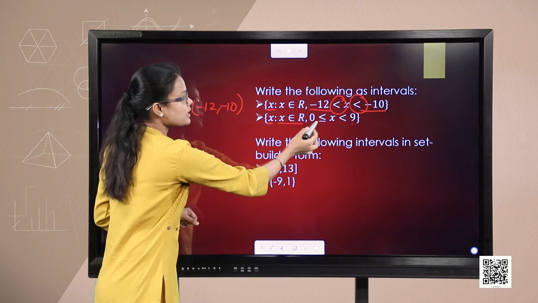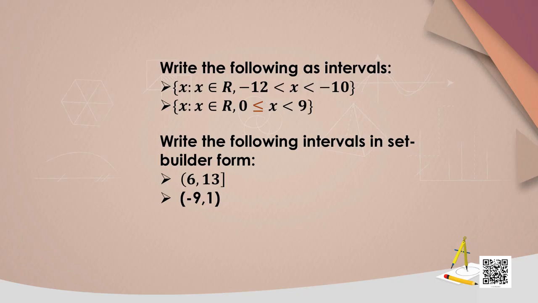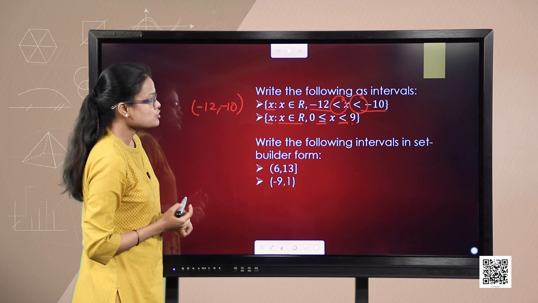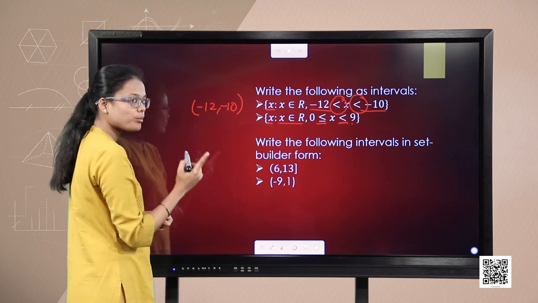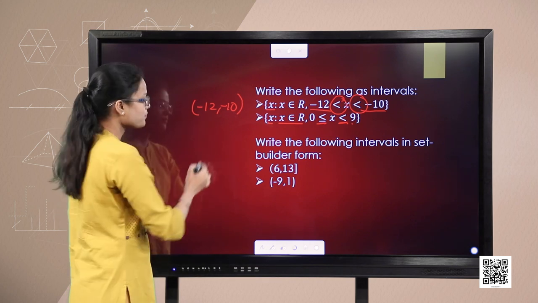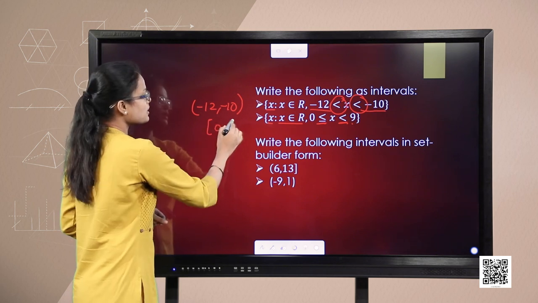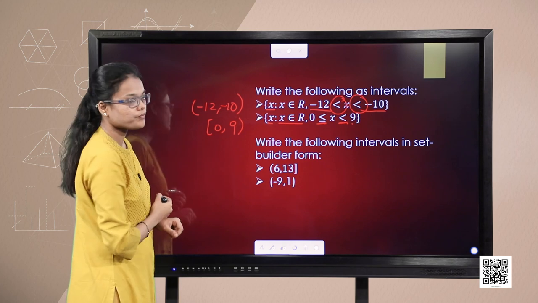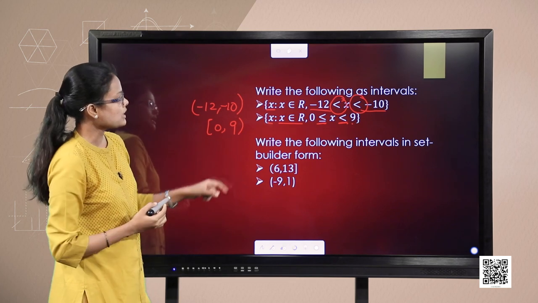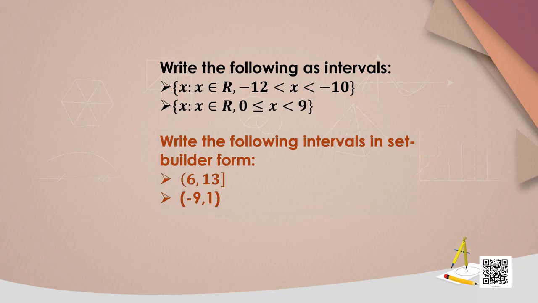Now, the second example, set of all those real numbers which are lying between 0 and 9. Again, see the inequalities. Here it is less than or equal to, and here it is strict inequality, that is strictly less than 9. So it is a semi-open and semi-closed interval where 0 is included in the interval, but 9 is not included. Now, in the next question, write the following intervals in the set builder form.